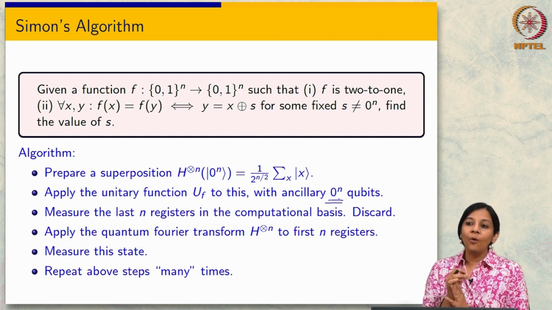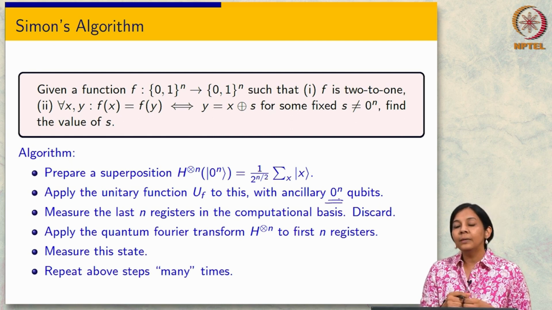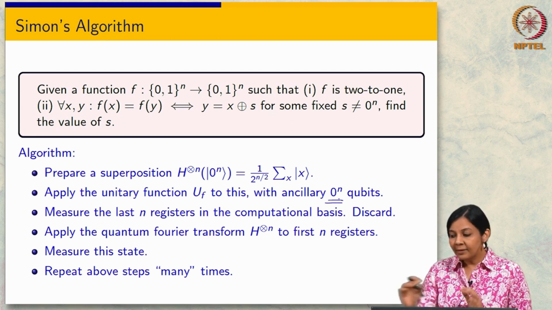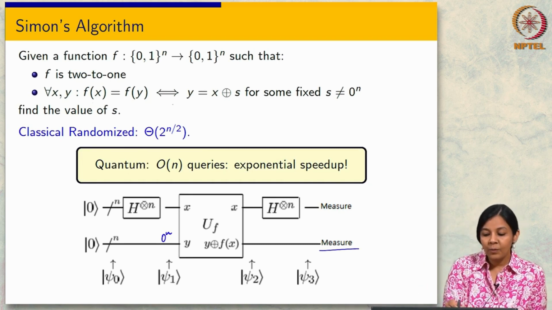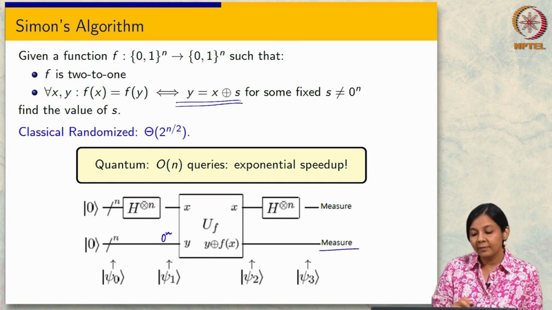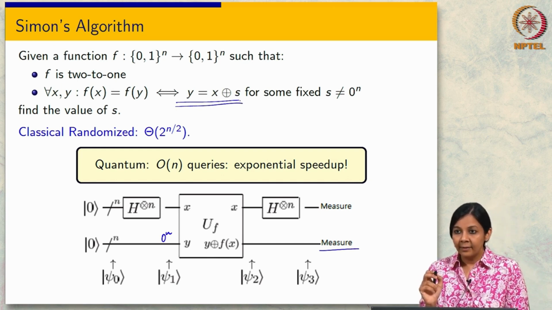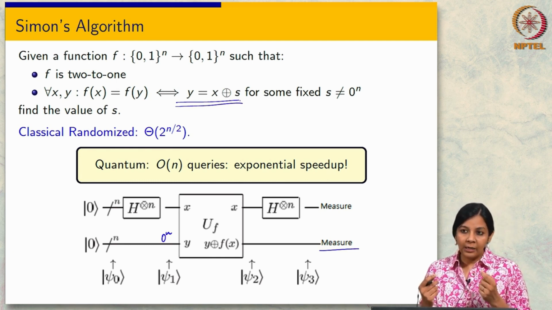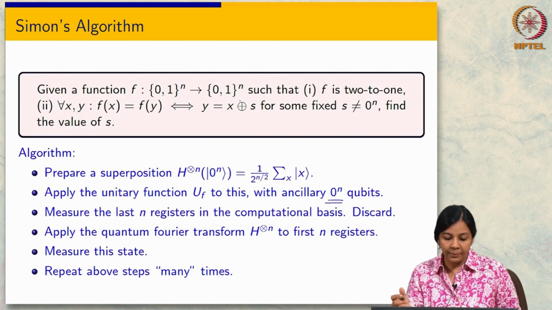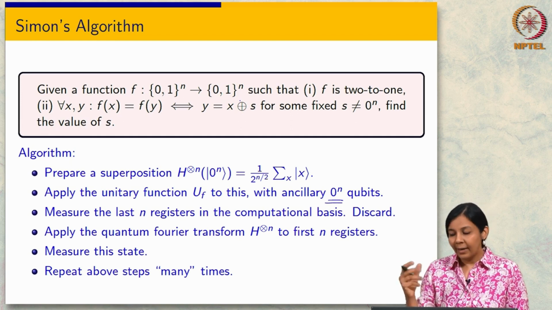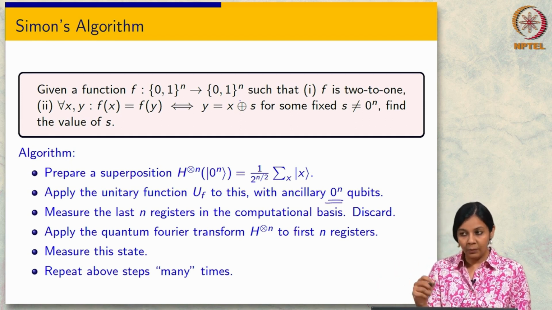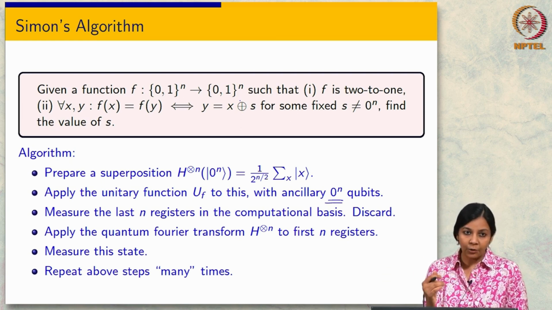Actually before we go into it, would anyone like to intuit why this kind of measurement might help us? Just stare at the problem definition. So f(x) equals f(y) if and only if y is x XOR s. Now, any thoughts on how this property is going to fit nicely with this step, measure the last n registers and discard? I think it might be hard to think of at this moment. We'll go into it, and then after seeing the analysis, we'll come back and talk about this more.